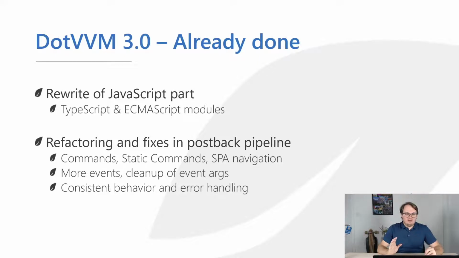And we have also done a refactoring in the postback dispatch pipeline, which is, if you invoke a command from the view, or if you are calling static commands, or you are doing navigation in SPAs, that's all included in the postback pipeline. So we have fixed some issues, some race conditions, and we have refactored this so it's more extensible and more understandable to external readers. We have also improved some events which were not getting all the parameters that would make sense, so we have cleaned this up.